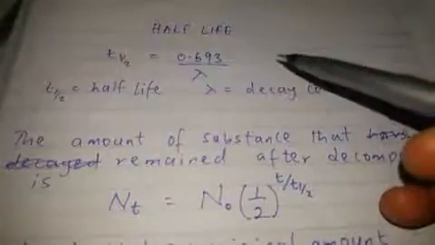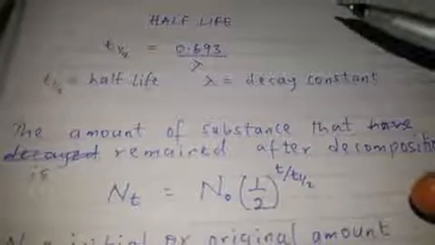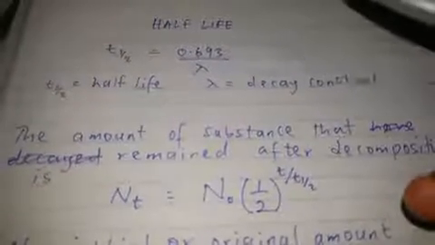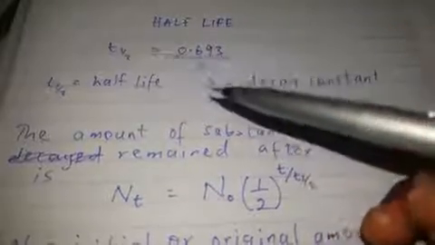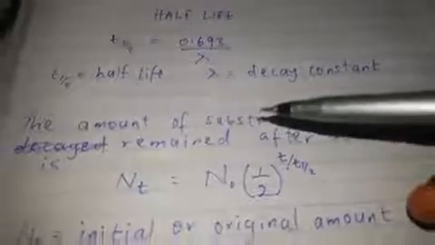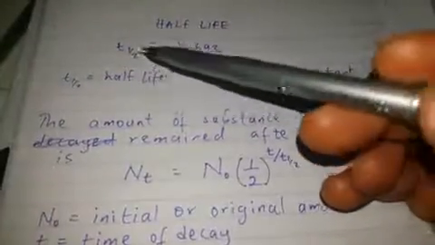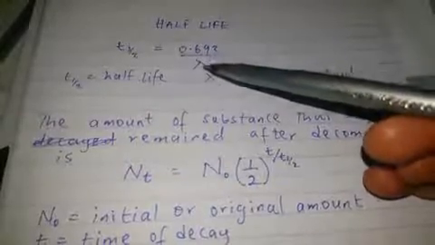Hello everyone. Here we're going to be looking at calculations involving half-life. I'm going to start by giving us some formulas that will guide us through. First of all, half-life is equal to 0.693 all over lambda.